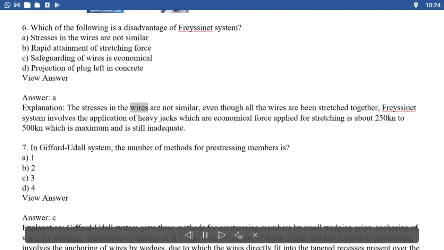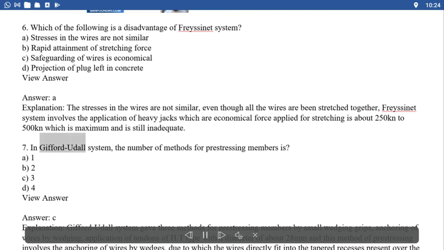The stresses in the wires are not similar, even though all the wires are stretched together. The Freyssinet system involves the application of heavy jacks, which are expensive. The force applied for stretching is about 250 kN to 500 kN, which is maximum, and is still inadequate.